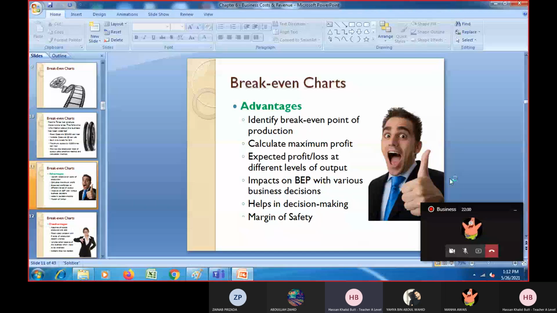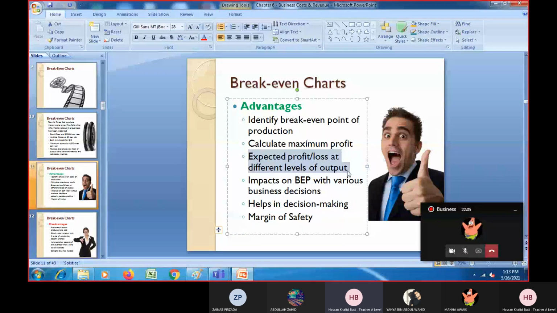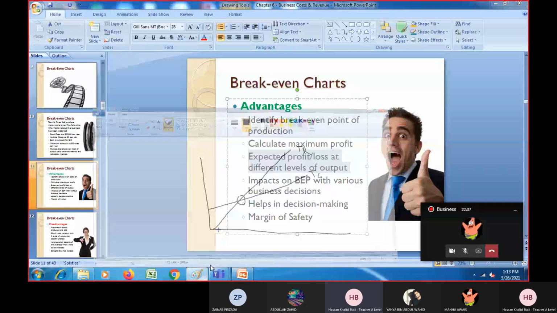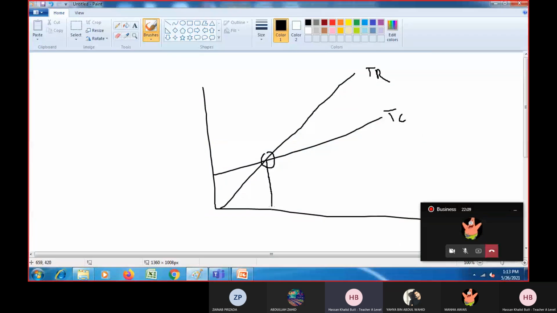That is expected profit or loss at different levels of output. So right now, this is a break even, you know that. Okay, fine. We understand this is a break even, right? So now, for example, let's say this break even is 3,000. Now you want to see the amount of profit a business can earn at 4,400 units. So this is easy, na? You can just see the difference between total revenue and total cost.